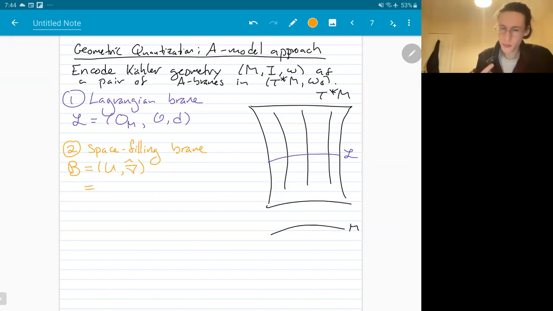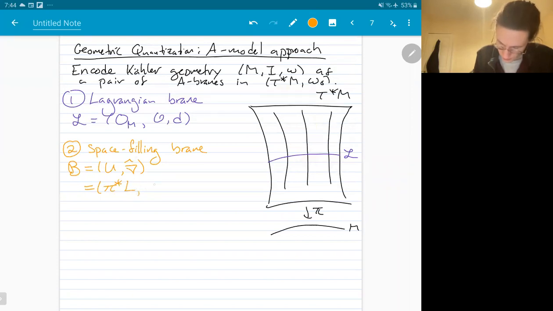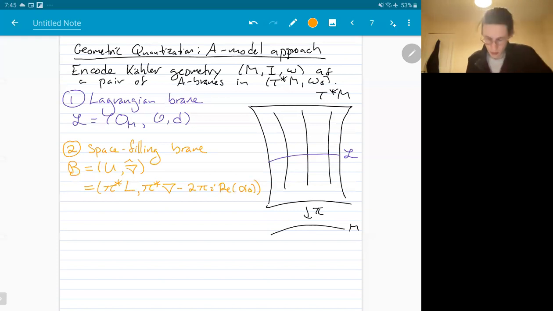So the line bundle is going to be given by the pullback of our pre-quantum line bundle L to the total space. So here's the projection map pi. And the connection, nabla hat, it's going to be, well, we take the pullback of the connection on the base, but we want to modify it. We modify it by adding a one form, which I'll write like this. So let me just kind of explain.